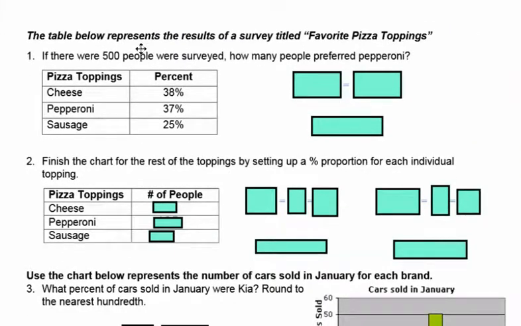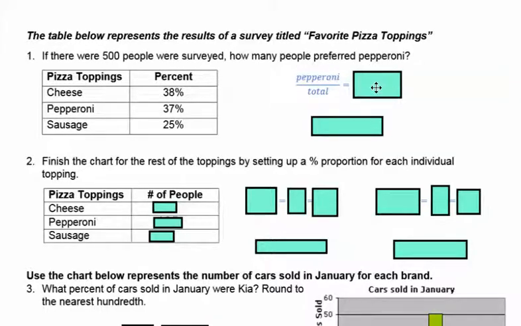Alright, let's look at a problem. The table below represents the results of a survey titled Favorite Pizza Toppings. They tell us that 500 people were surveyed. They ask how many people preferred pepperoni. So we know 500 people were surveyed. So that's going to be on the number side. That's going to be our total, and our part is going to be how many people actually like pepperoni. Okay, so we're going to do pepperoni over total.